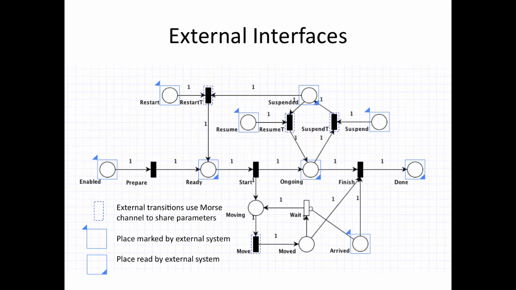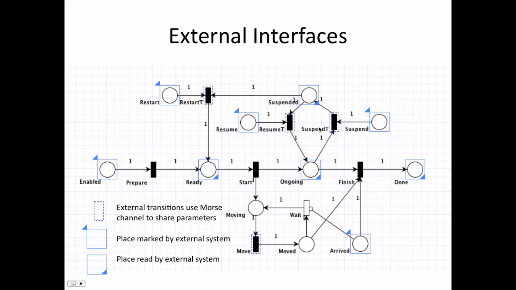The two sets of boxes with the triangular arrows there indicate either places that are marked by the external system, that is input from the external system, or a place that's read by the external system. So something that's marked by the external system, for example, in the lower right, is the arrived place, which indicates that Morse has detected we've arrived at our location, marks it, and that's the signal that we're going to be done.